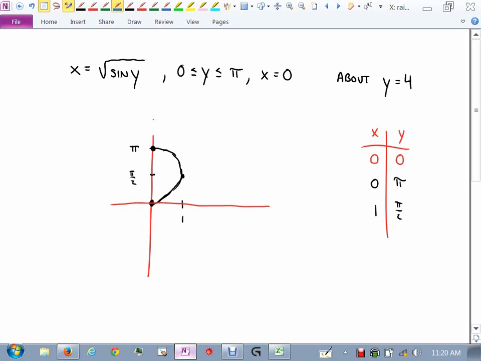And then x is 0 is what? The y-axis, right? So our region that we're trying to rotate is this. And we're trying to rotate it about y equals 4. Where's 4? Well, what's pi? 3.14, so 4 is above that somewhere. And it's y equals 4, so it's a horizontal line of rotation. Here's 4 up here. We're doing this, right? Questions?